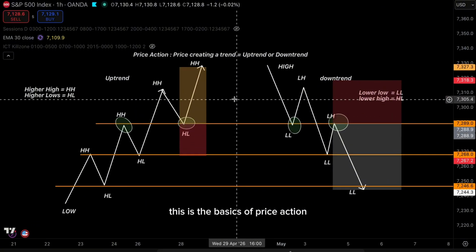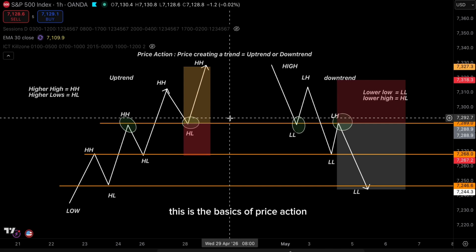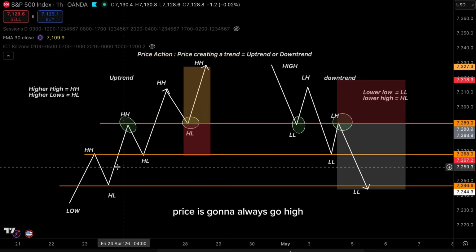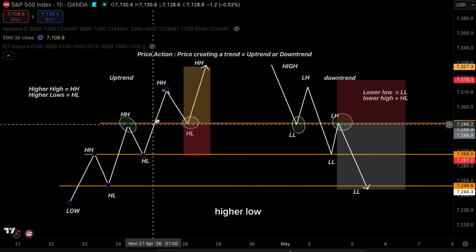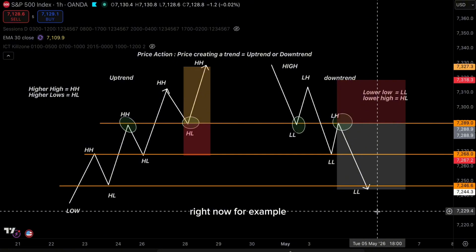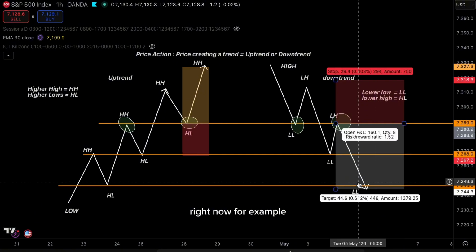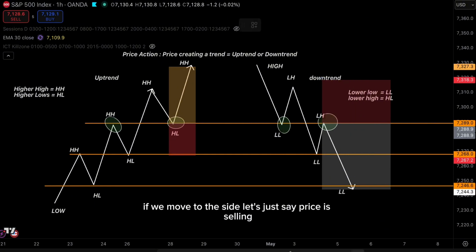This is the basics of price action. Price is gonna always go higher high, higher low, right? Now, for example, if we move to the side, let's just say price is selling.